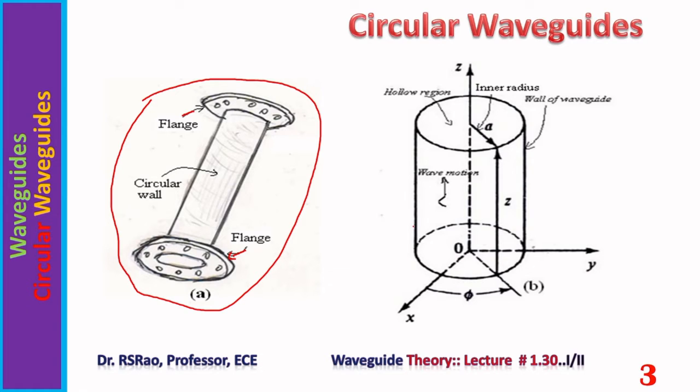We place the circular waveguide along the z-axis, with the axis of the guide falling over the z-axis as shown in the diagram. Phi is the azimuth angle, as indicated. Here wave motion is assumed to be upwards in the positive z direction. The hollow region is shown, the wall of the waveguide is shown, the inner radius, everything is shown. Now, with respect to this particular configuration, we try to evaluate fields. We consider an arbitrary point somewhere in the hollow region and try to find out what E and H are.